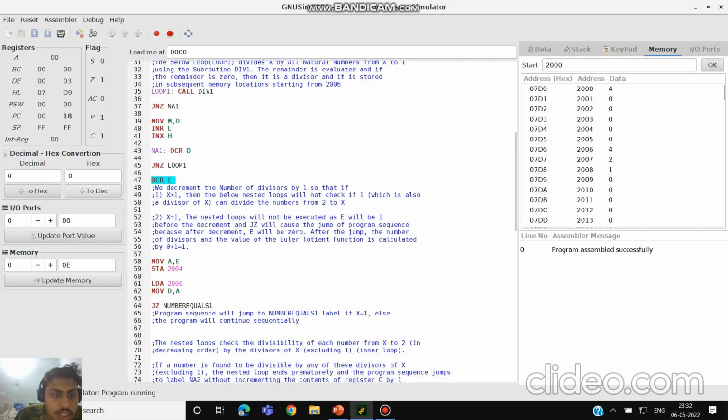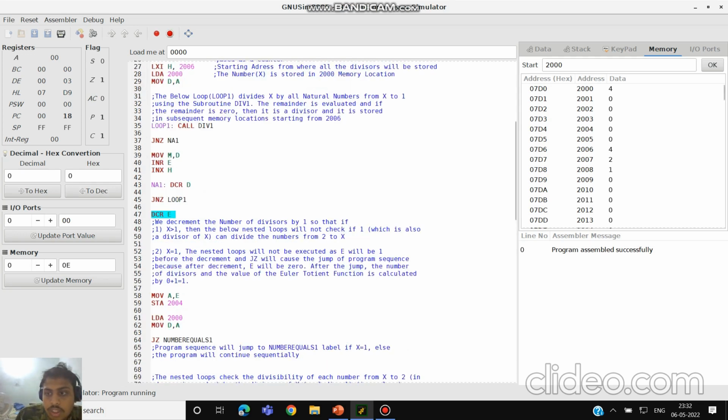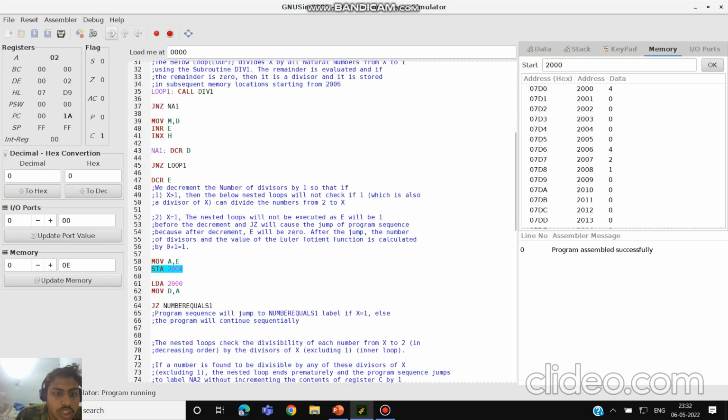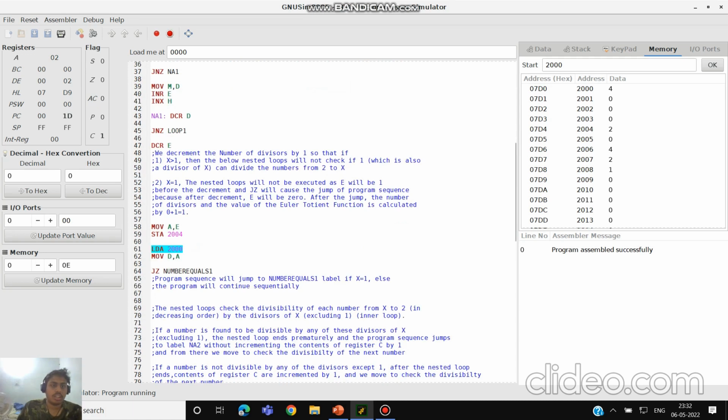So now we have seen that E is storing the value 3. So we decrement E, we move E to A, and we store it in 2004. The value 2 is received. So now, as I said earlier, we don't want to consider the number 1 in the divisor list, because 1 will cause the miscalculation or miscounting of the Euler Totient counter because of the structure of the code.